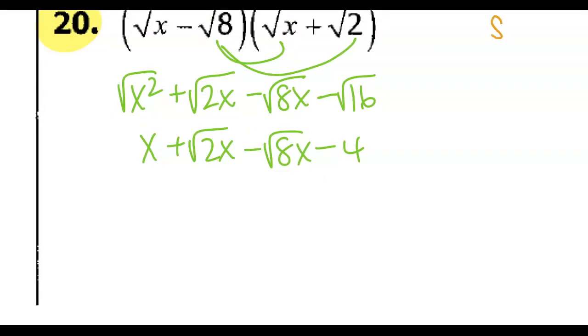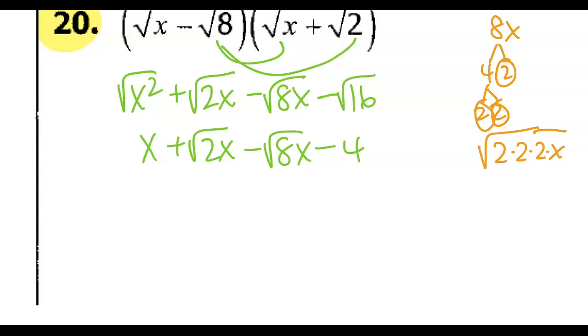We're going to have the square root of 8x. 8 I can break into 4 and 2, and 4 breaks into 2 and 2. So I can rewrite this as 2 times 2 times 2 times x. Okay, well let me think.